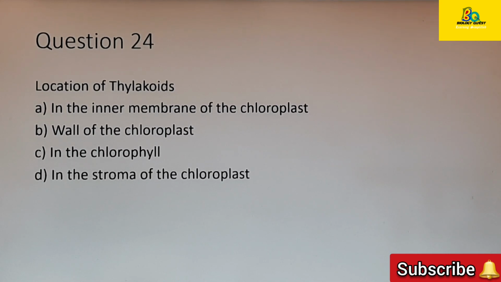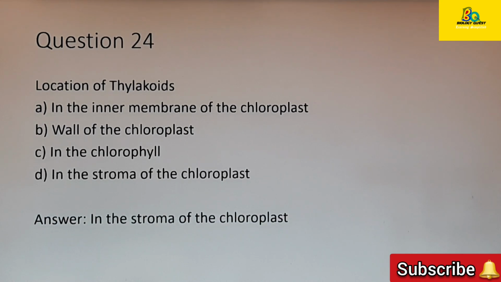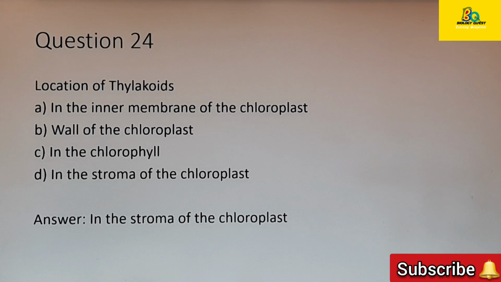So, thylakoids are not present on the inner membrane of the chloroplast, nor are they found on the walls of the chloroplast. Is it in the chlorophyll? No, chlorophyll is actually present on the walls of the thylakoids. So, what is the correct answer? Thylakoids are present in the stroma. What is stroma? Stroma is the fluid matrix present inside the chloroplast. So, thylakoids are present in the stroma of the chloroplast. Correct answer is option D, in the stroma of the chloroplast.